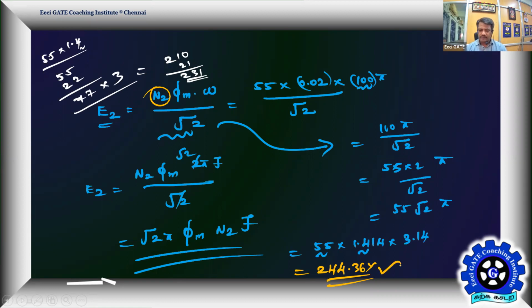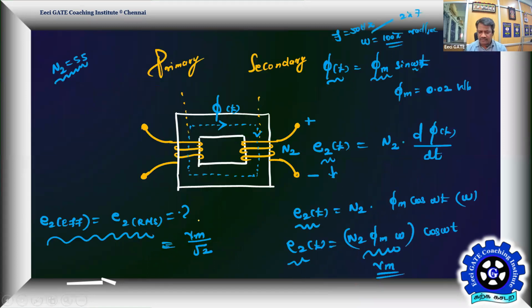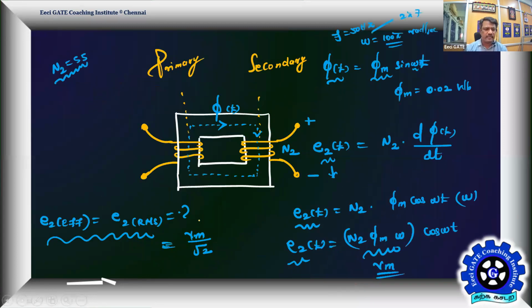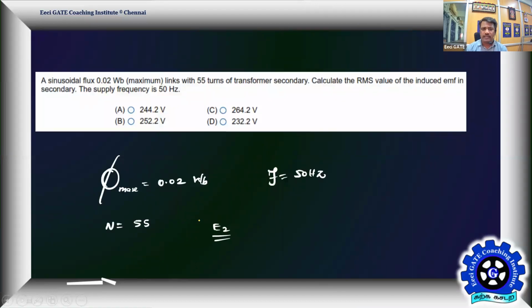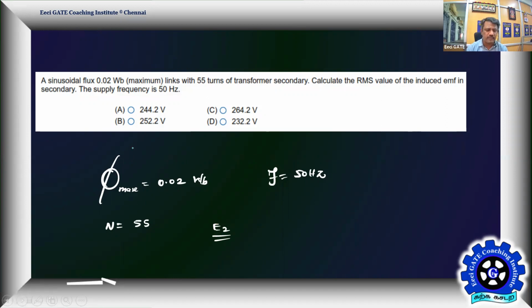I'm missing 0.014 that will contribute, and this 0.14 also will contribute. Yes, so this is a perfect answer, 244.36. I'm getting that, but the answer given is 244.2. I used all the digits: in the calculator I placed root 2 and I placed pi. So they have used all the values. That's why there is a small mismatch between the calculated answer and what is given in the option. So the best possible answer is 244.2.